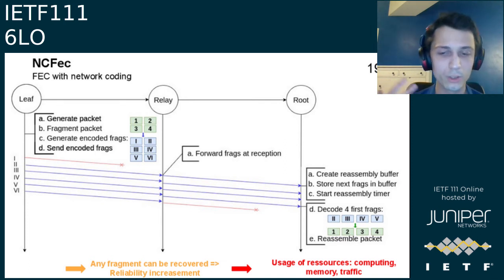Any combination of 4 fragments would have enabled us to recover the packet. In that case, it happens to be fragments number 2, 3, 4, and 5, and we are able to decode these fragments in order to reassemble the packet.